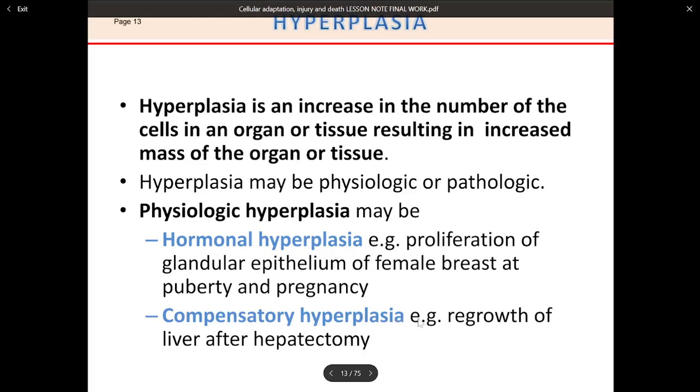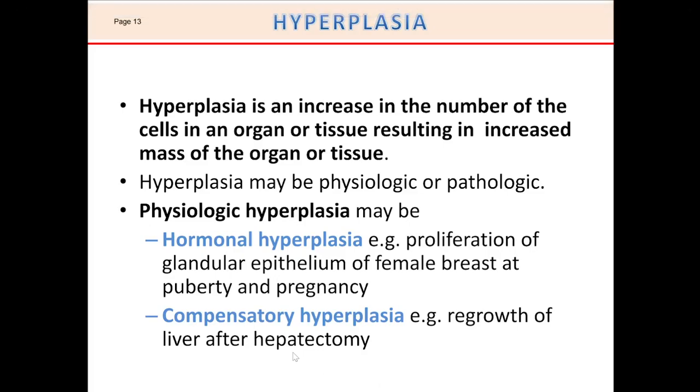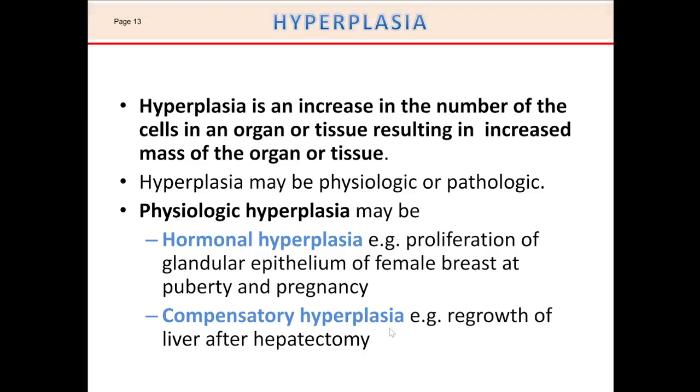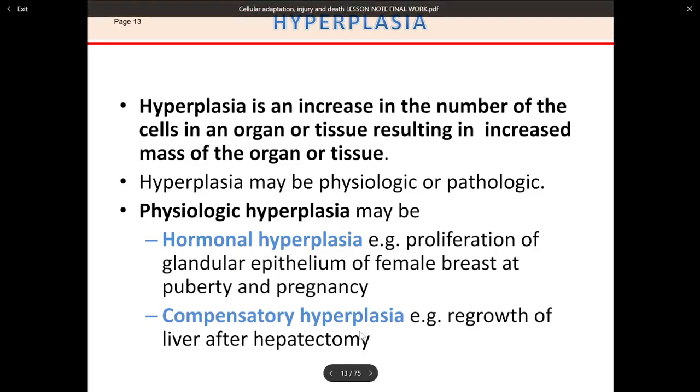Now, an example of compensatory hyperplasia is the regrowth of the liver after hepatectomy. Hepatectomy has to do with the resection of the liver. Now, the liver has regenerative capacity to grow. So, if the liver is resected, there are mechanisms in place that allow the regrowth of the liver.